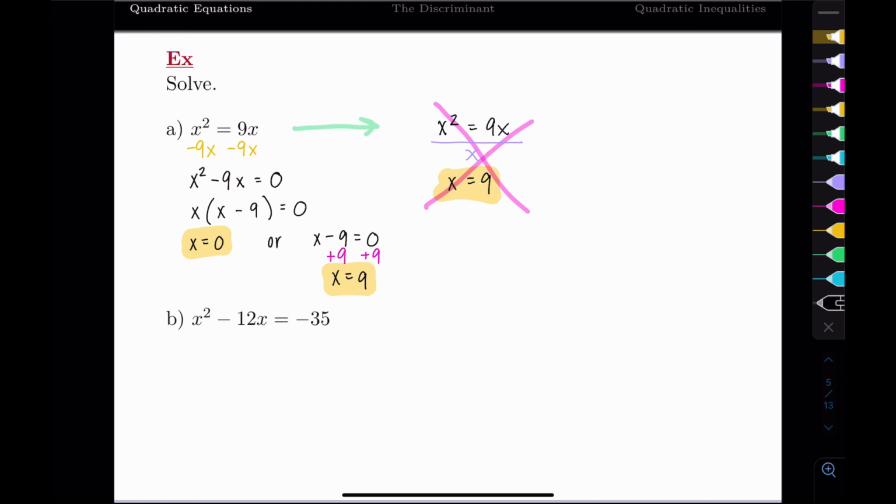Okay. For this next one, we do have 3 different terms, but again, same thing. I want to get everything to one side, so I'm going to go ahead and just move the 35 to the other. That leaves us with x squared minus 12x plus 35 equals 0. And now from here, we've got to try to factor it. If you need some practice on factoring, there's tons of videos on YouTube that can help you out. But remember, you're reversing the FOILing process.